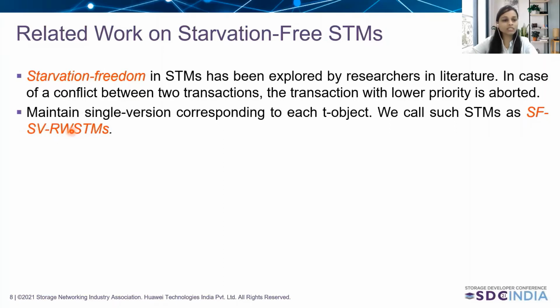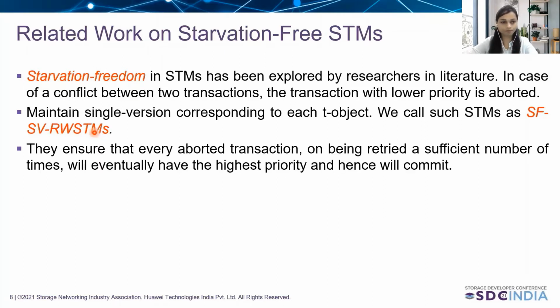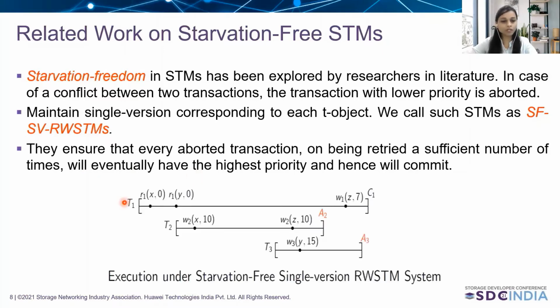Here SV stands for single version RW STM. Basically these STMs work on the read-write primitive, so that's why we are calling them read-write STMs. They ensure that every aborted transaction, on being retried a sufficient number of times, will eventually have the highest priority and hence will commit. It will be clear with an example.